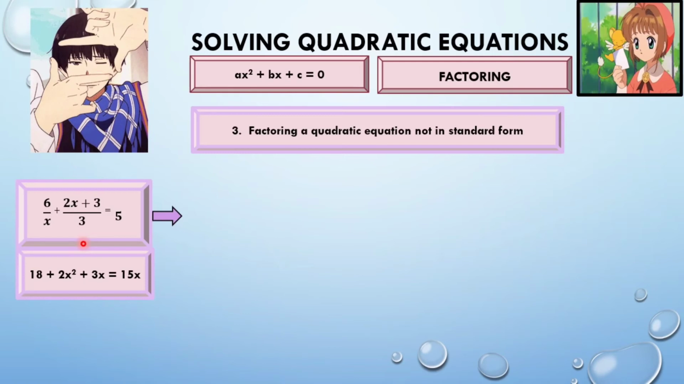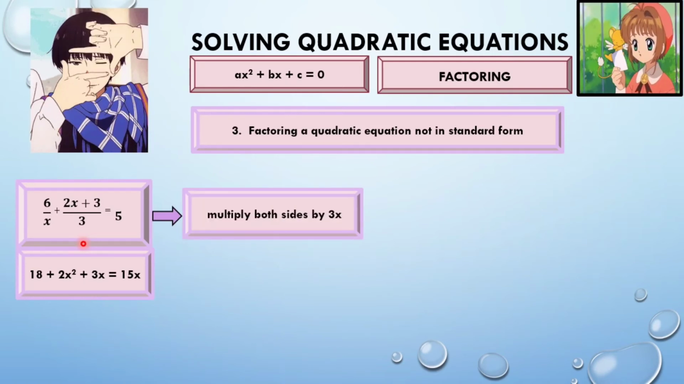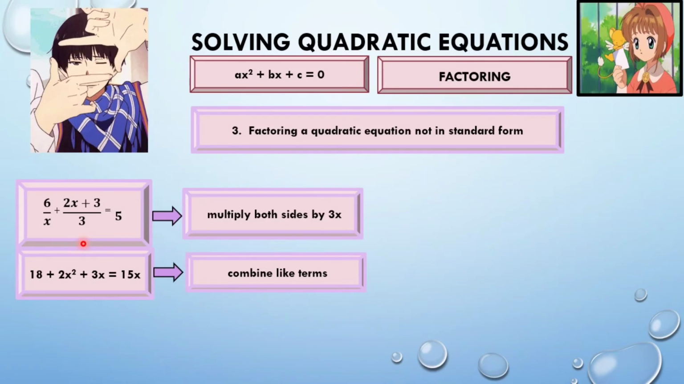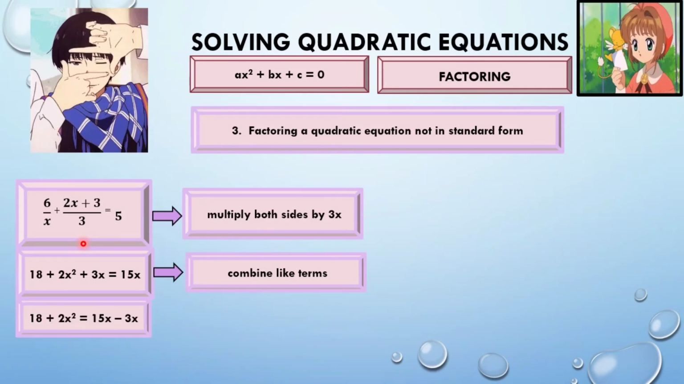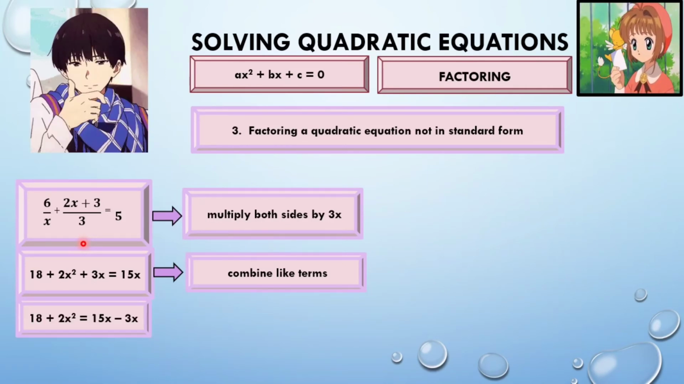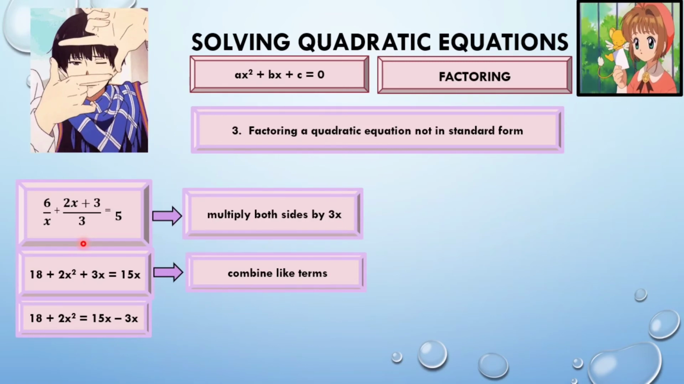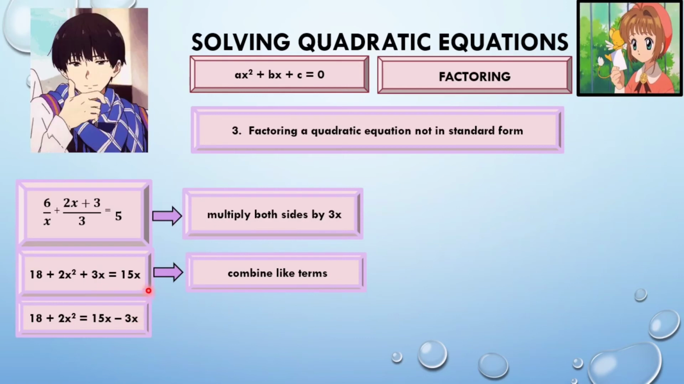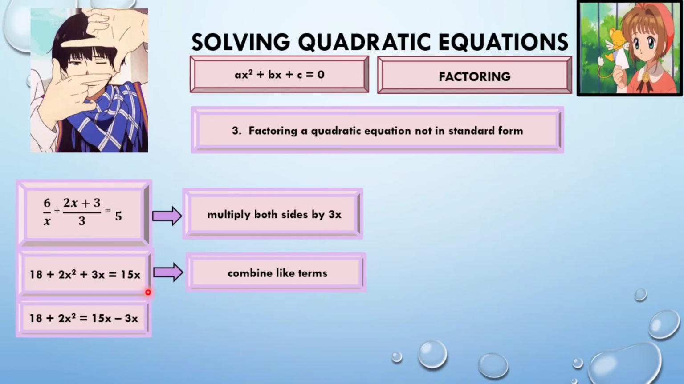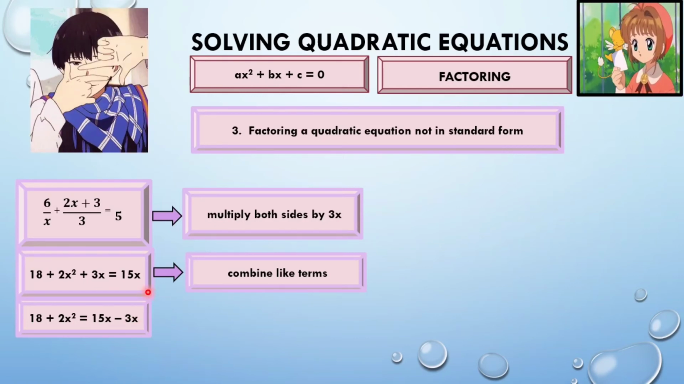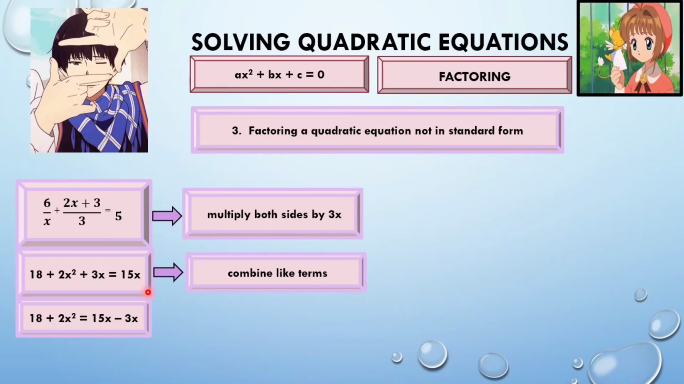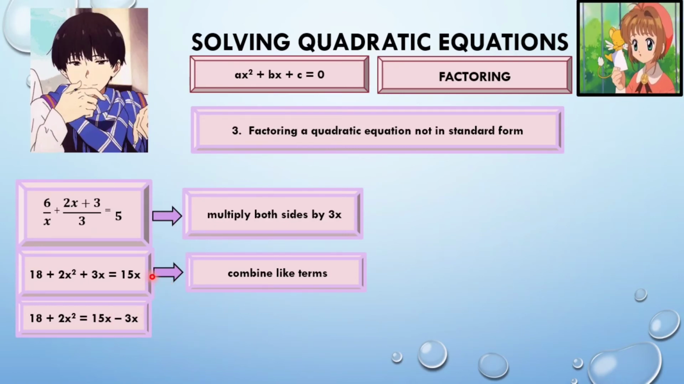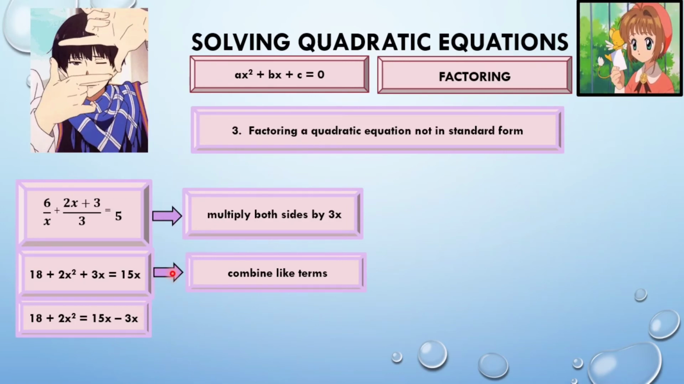So how would that happen? Of course, just multiply both sides by 3x. And then after that, you combine like terms, and after combining like terms, it would look like 18 plus 2x squared is equal to 15x minus 3x. So if you can see, 3x is transposed, or simply saying, addition property of equality. After combining like terms, you transpose, or you subtract 3x from both sides.